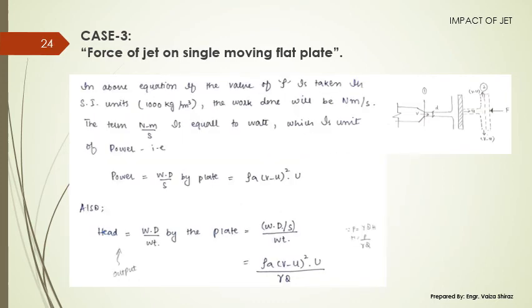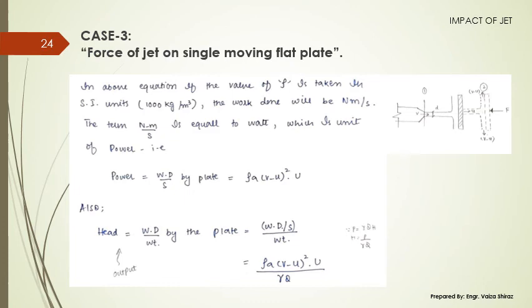In the above equation, if you put the values of rho in SI units, then the work done will be in Newton meter per second. The term Newton meter per second is also equal to watt, which is the unit of power. It means that work done per second by the plate can also be termed as power. This is the power which is developed by the plate. Now you can convert this power in terms of head, that will be your output energy or output head.